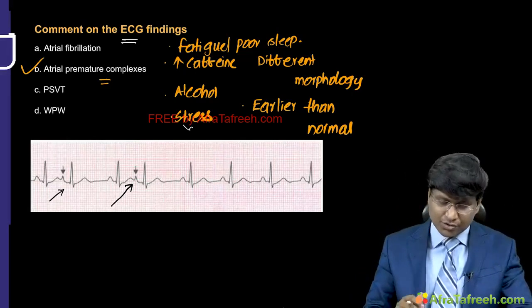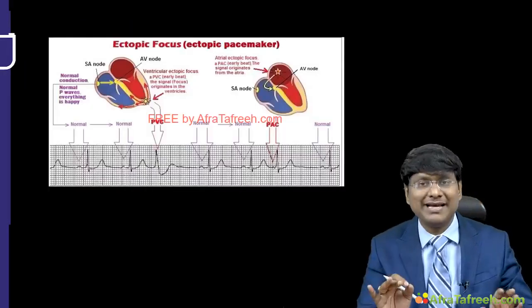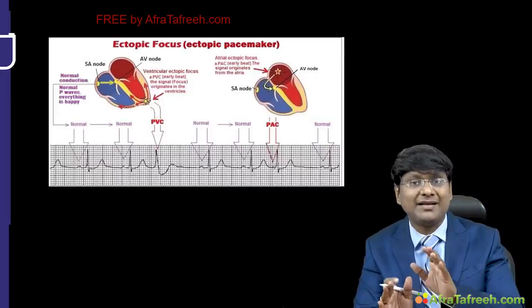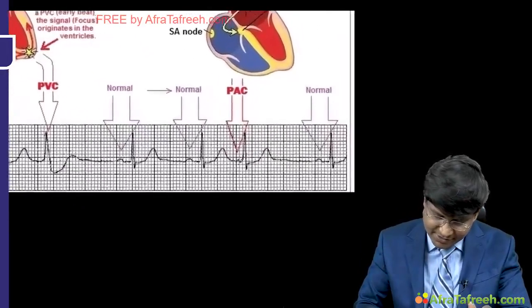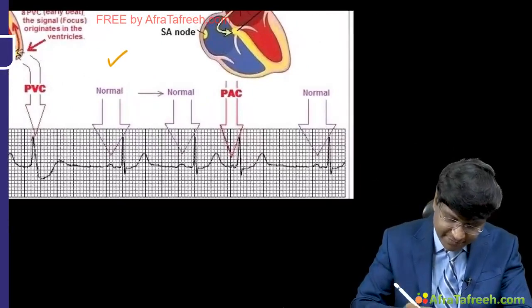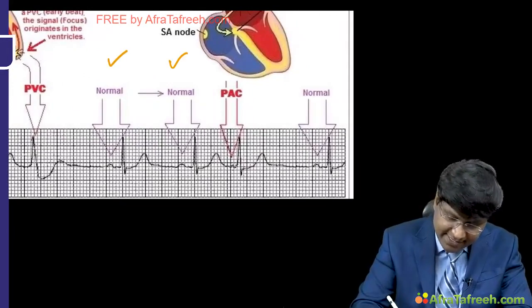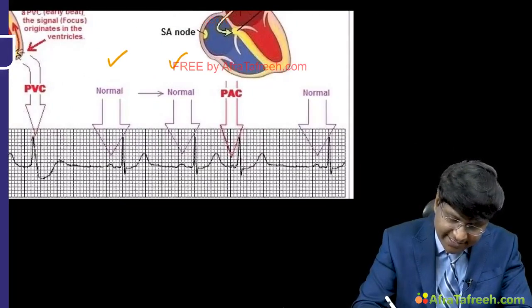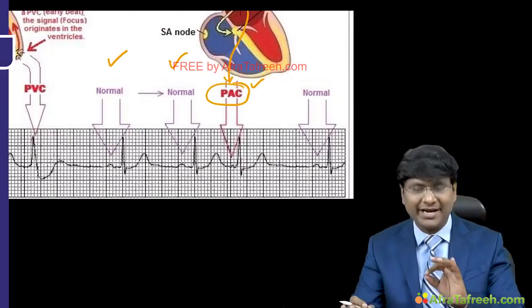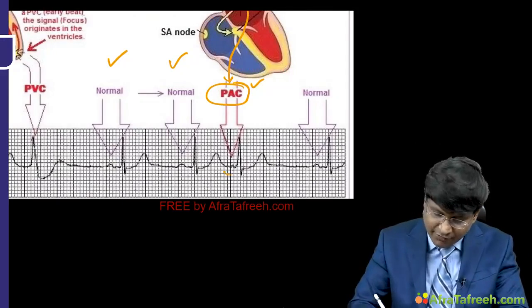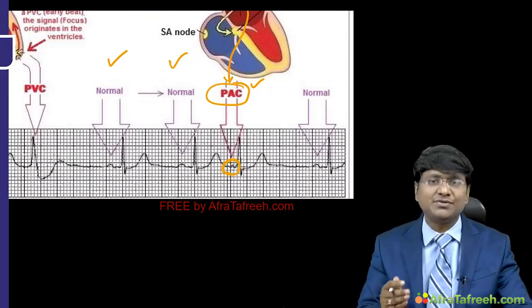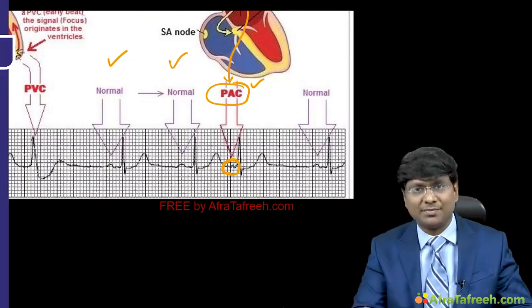Now, let me also show you the mechanism of the premature atrial complex. You see this is a normal sinus P wave, this is a normal sinus P wave, and here you have the atrial extrasystole, and this atrial extrasystole is represented as the premature atrial complex. The morphology of the P wave is different, and it is also appearing earlier than normal.